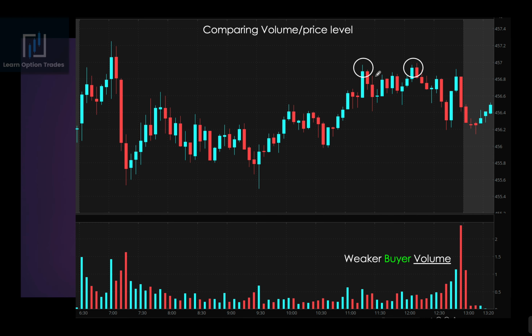Same thing. When you compare the price level that we hit, and what do I mean by price level? It's the level that we hit. So we hit around 457 at this time. The next time we were at 457, you can see that the buyer volume is super weak. It's really not there no more. I wish I would have had an arrow to it, but you can see that this buyer volume was this one right here, and this buyer volume was this one right here. It's super weak. So that's what brings us down, because the buyer volume is just not there no more.